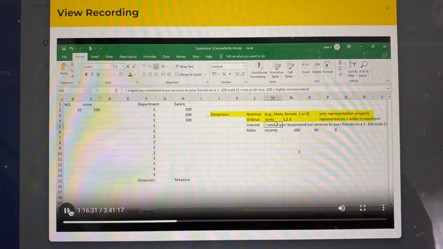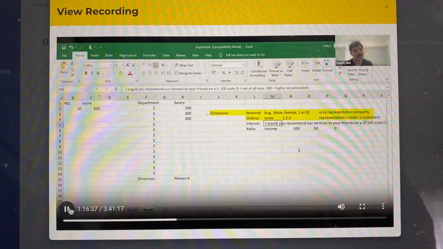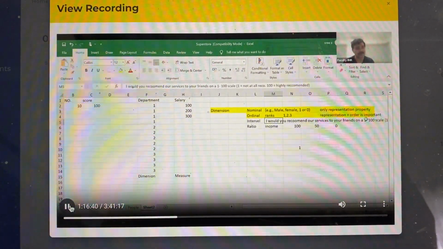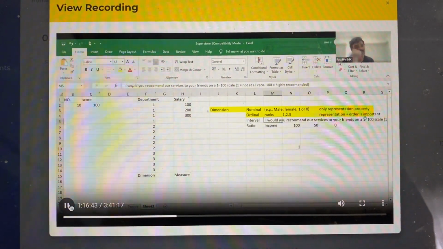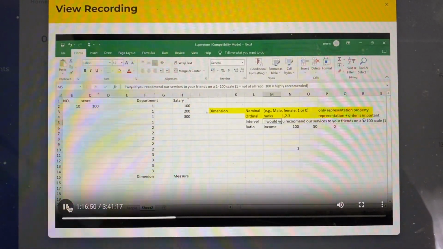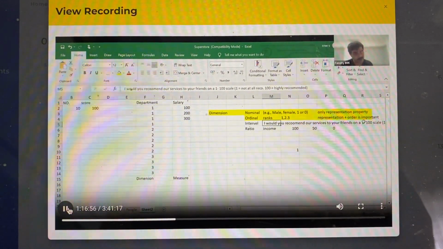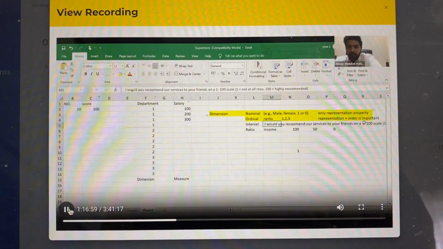So I have measured, instead of 1 to 100, 0 to 100. Somebody, Anisha, reported 0. Does it mean no recommendation? It means your recommendation level is on the lower side. For example, satisfaction measured on a 0 to 100 scale. Satisfaction 0 means you are not satisfied, meaning your satisfaction is on the lower side.